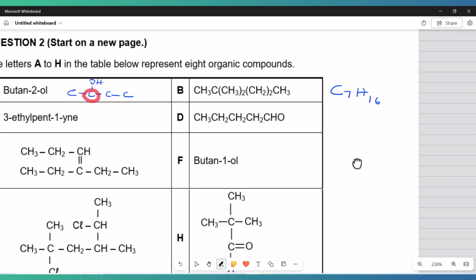3 times 2, that is 6. 6 plus 3, that is 9. Then 9 plus 4, it makes what? 9 plus 4 makes 13. 13 plus 3 makes 16, which means we are right.